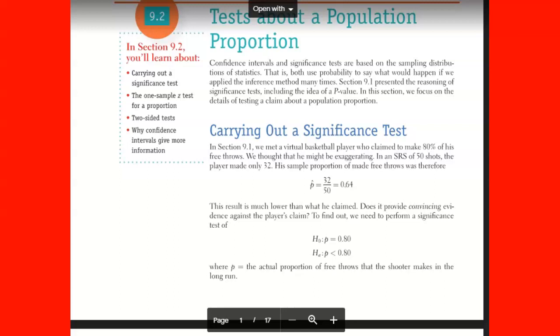All right, here we go. Section 9.2, tests about a proportion. I'm going to do this one a little bit differently. The PowerPoints that I have are not working right, and I don't know exactly why.